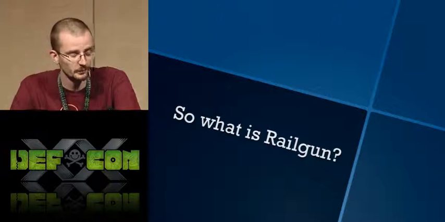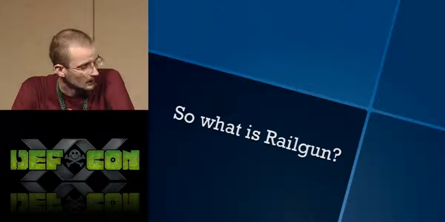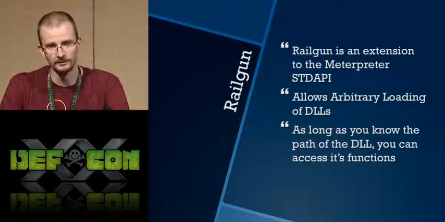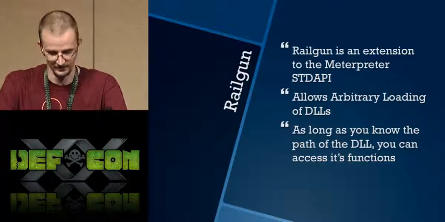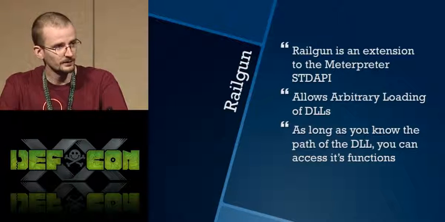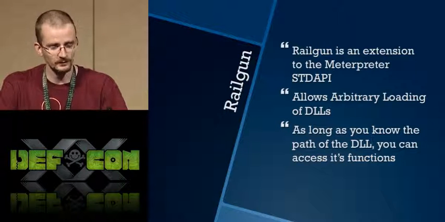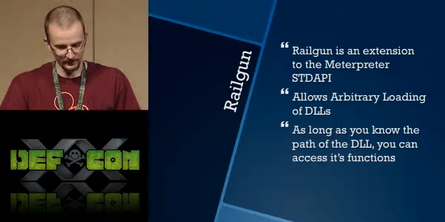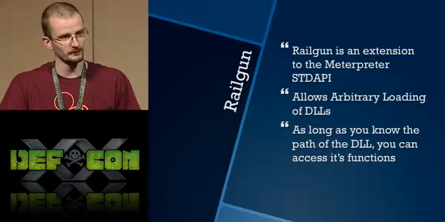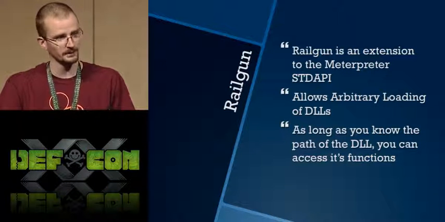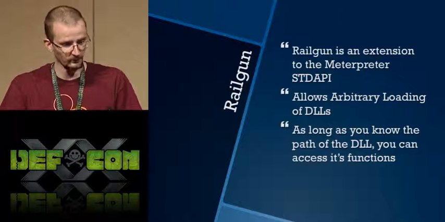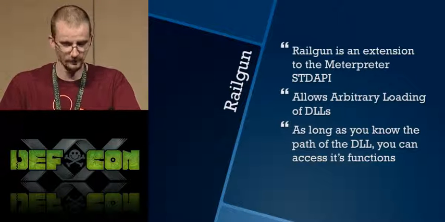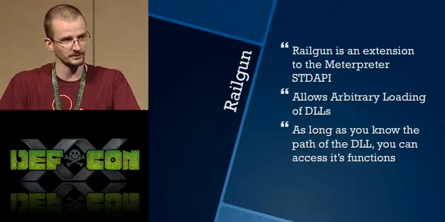Jumping right into Railgun. Railgun is one of the extensions for Meterpreter. Basically, it's a part of the standard API that allows for arbitrary loading of DLLs on the system. As long as you know the path of the DLL that you're trying to load, you can just pass that information into Railgun. It will map the DLL into memory, and then you can actually get function pointers out of that module. So it's doing runtime dynamic linking, and we're doing it on the fly. We pass it a DLL name, then we pass it some function names, and we get to call that function as if it was already coded directly into Meterpreter.